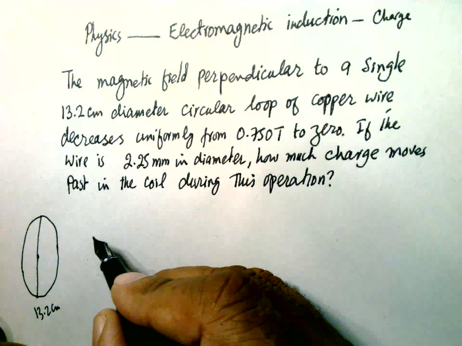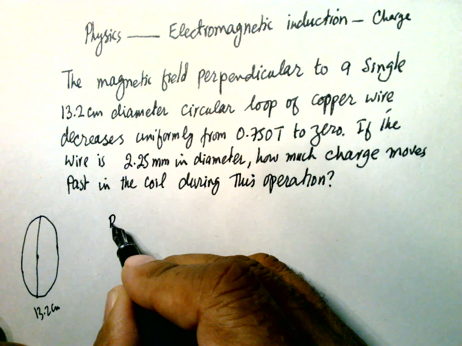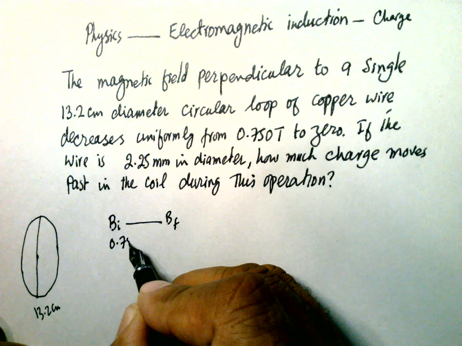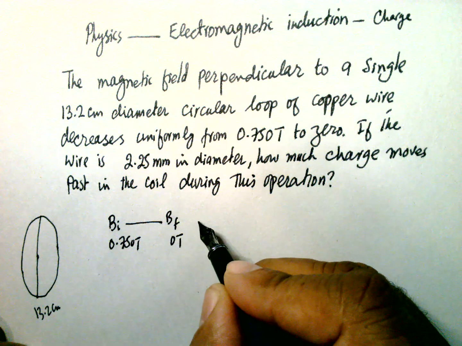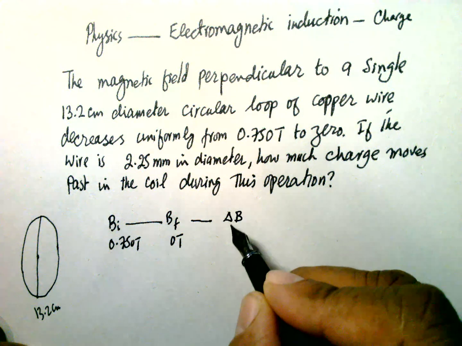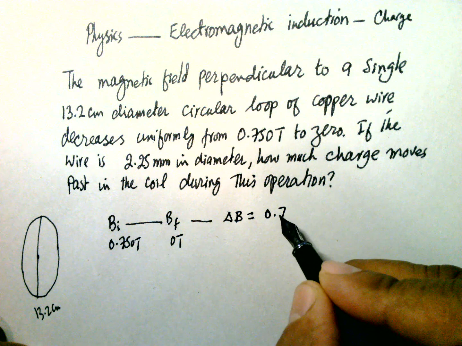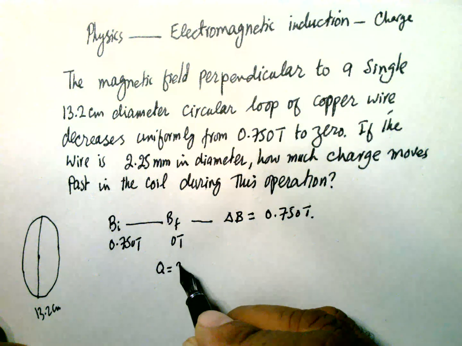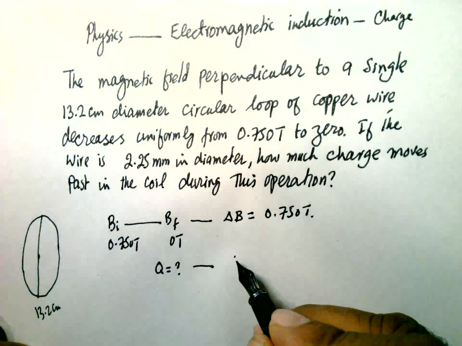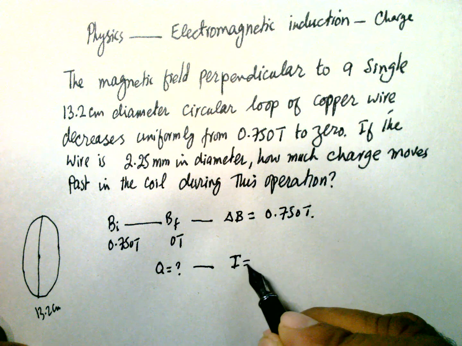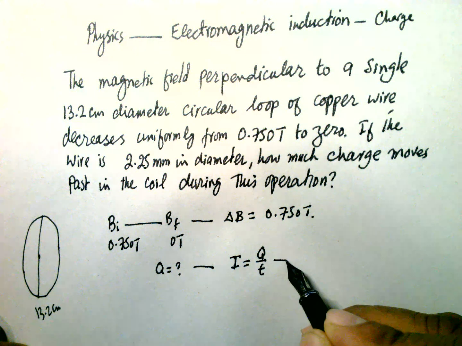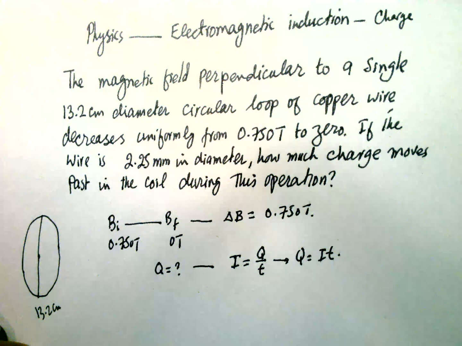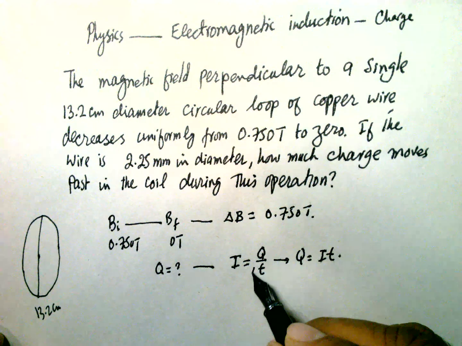So the magnetic field is changing. B initial is 0.750 Tesla and B final is 0 Tesla, so the change delta B is 0.750 Tesla. We have to find the amount of current, and the current is related to charge: I is equal to Q over T, so Q is equal to I times delta T.